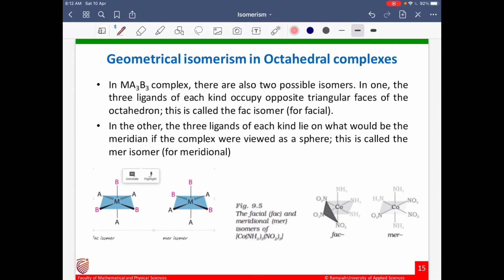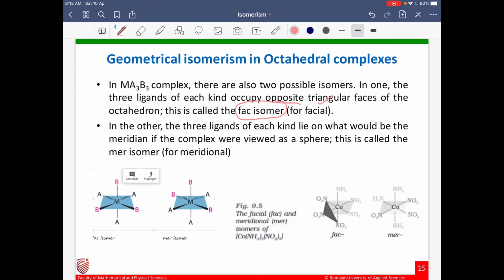Geometrical isomerism in octahedral complexes, we will take another example for the Ma3b3 complex. There are also two possible isomers. In one, three ligands of each kind occupy opposite triangular faces of the octahedron, and this is called the fac isomer, for facial isomer. In the other, three ligands of each kind lie on what would be the meridian if the complex were viewed as a sphere. This is called the mer isomer or meridional isomer.